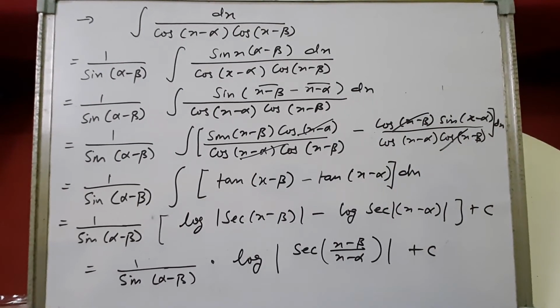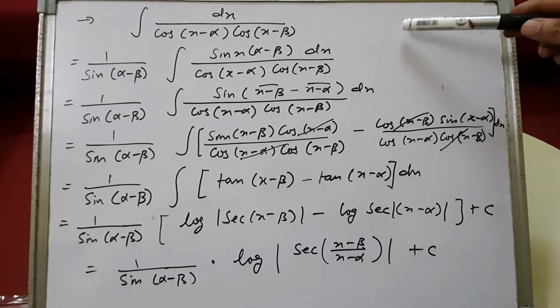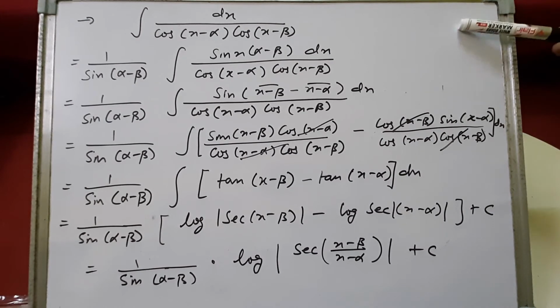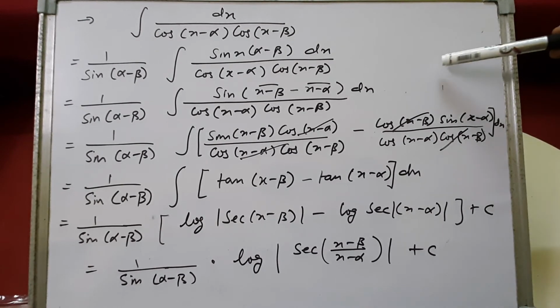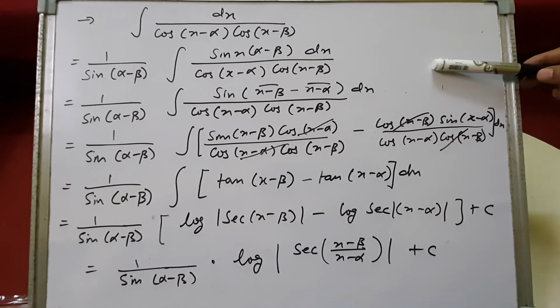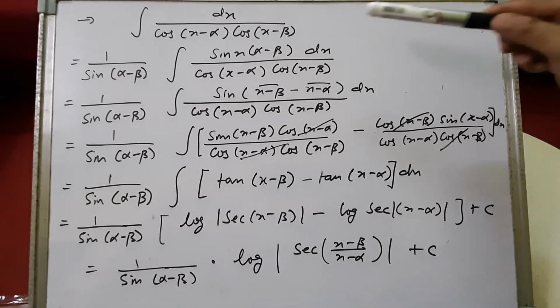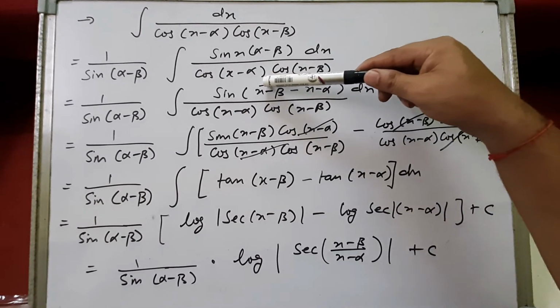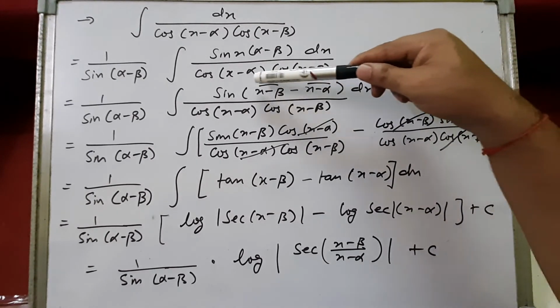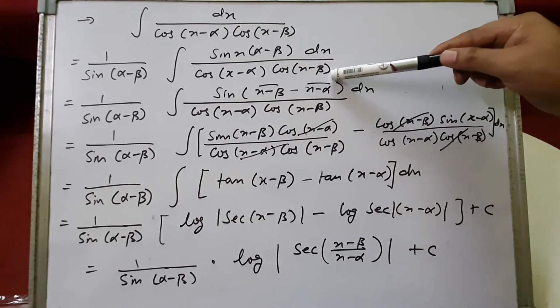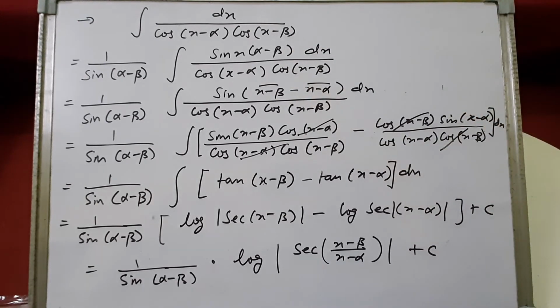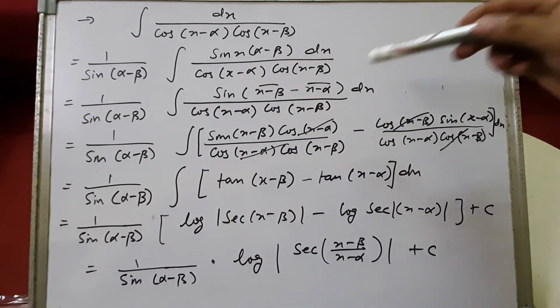Let's see another sum, children. Now in this sum it is given: integrate dx upon cos(x minus alpha) into cos(x minus beta). Whenever this type of question comes, we multiply and divide by sin(alpha minus beta) in the numerator and denominator. This sin(alpha minus beta) can be written as sin[(x minus beta) minus (x minus alpha)]. If we remove the brackets, we get alpha minus beta, so this is another way of writing alpha minus beta.